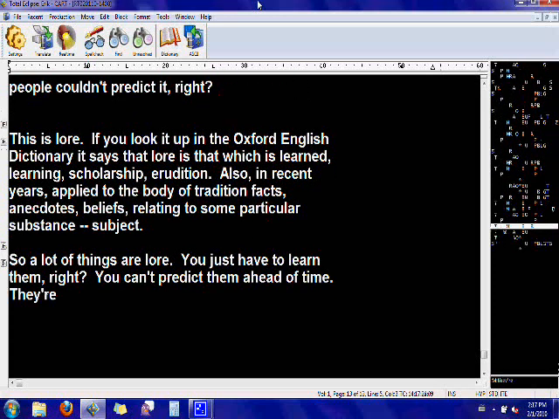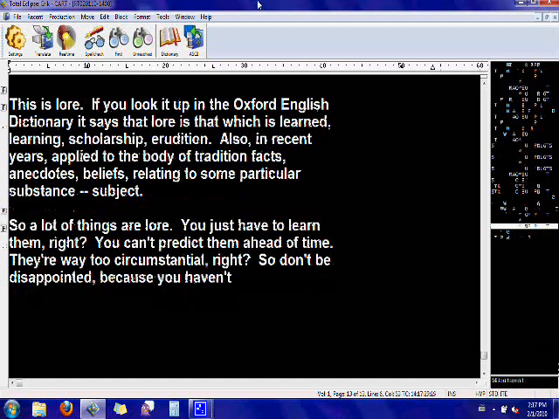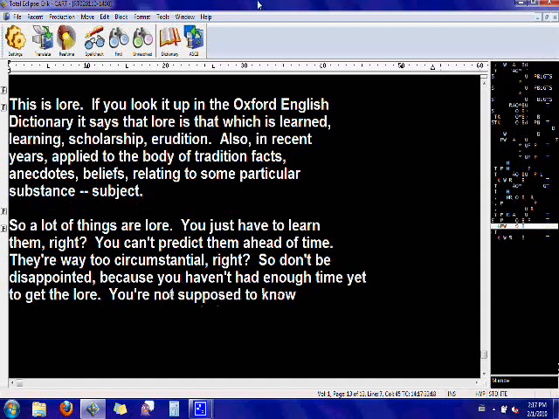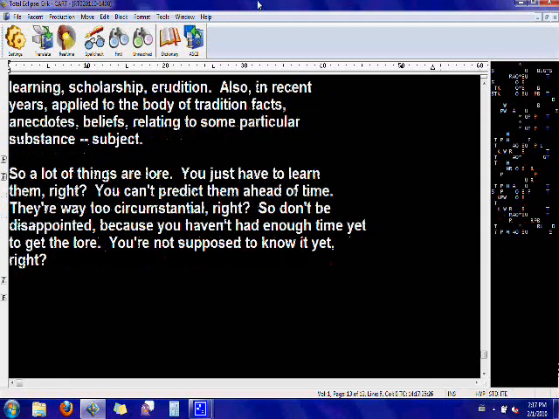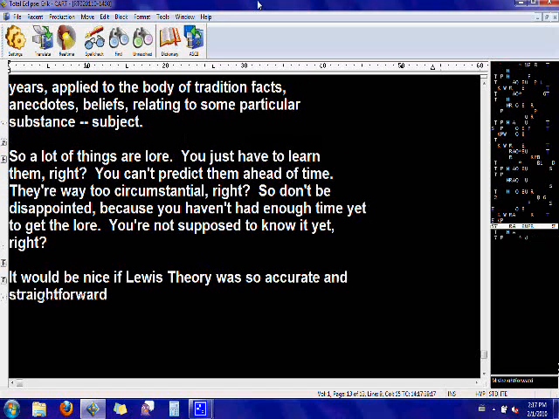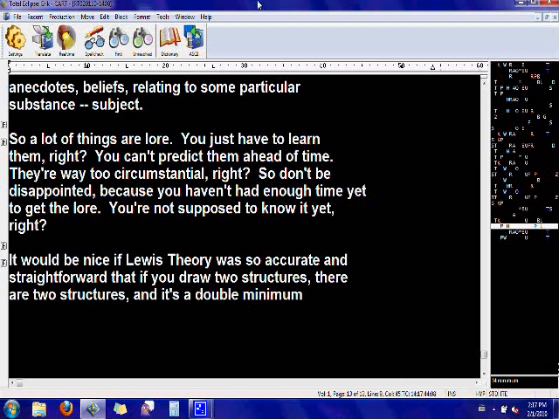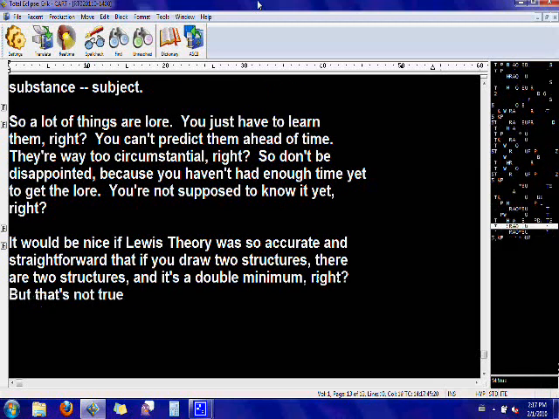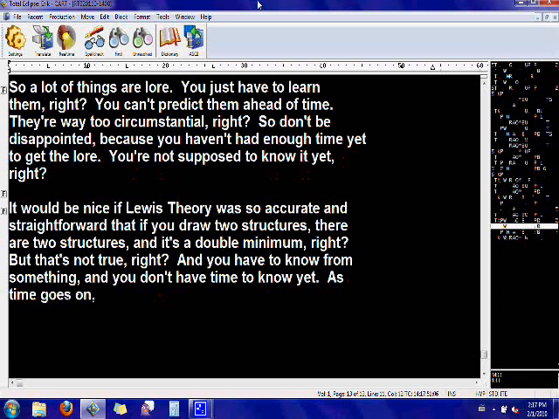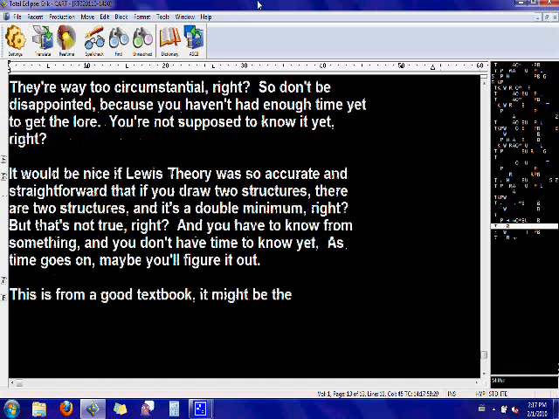So don't be disappointed because you haven't had enough time yet to get the lore. You're not supposed to know it yet. It would be nice if Lewis theory was so accurate and straightforward that if you draw two structures, there are two structures, and it's a double minimum. But that's not true. And you have to know from something, and you don't have time to know yet. As time goes on, maybe you'll figure it out. This is from a good textbook. It might be the one that we'll adopt next semester.